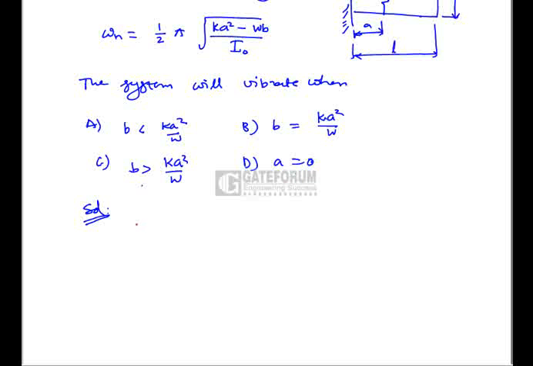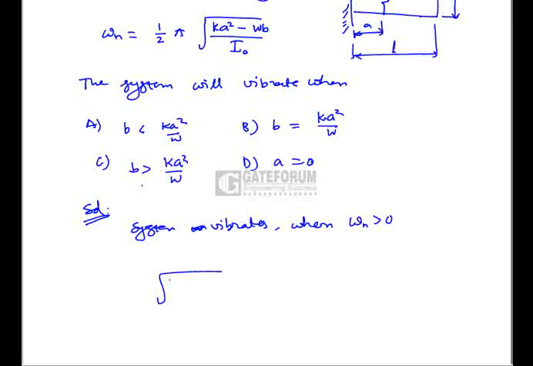So here the natural frequency is already given by the equation 1 by 2 pi into root of Ka square minus Wb by I naught. The system vibrates when omega n is greater than 0. That means here the equation given for omega n, that is natural frequency, is this one, and it should be greater than 0.